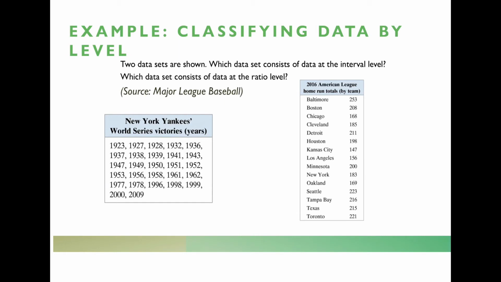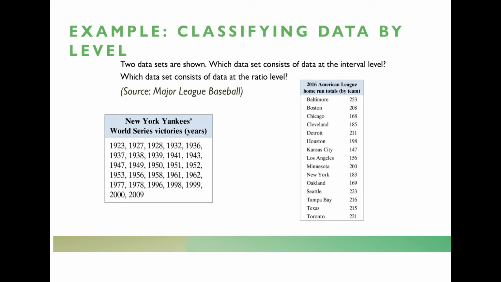All right, so we have 2 data sets. Which set consists of data that's at the interval level? Which data set consists of data at the ratio level? So here we have the New York Yankees victories, and so a bunch of years, basically, what we have here. And over here we have the number of home runs of each team for that particular year. 2016, I guess, is what we have. So thinking about the 0 aspect, because both of these are numbers, right? These are years, and then these are counts of home runs.